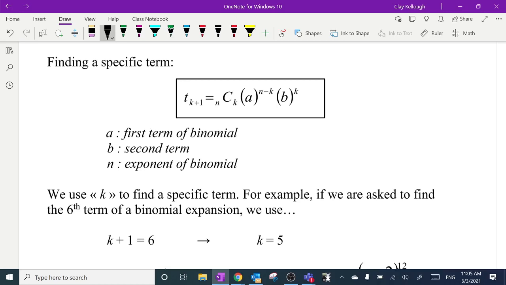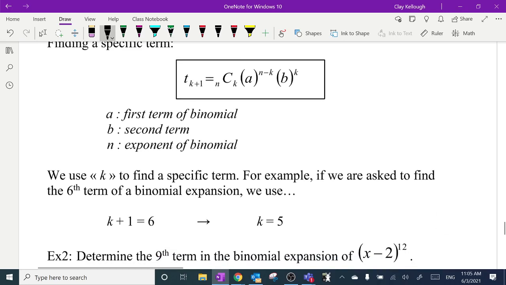This is where a represents the first term of the binomial, b is the second term of the binomial, n is the exponent on the binomial, and we use k to find a specific term. For example, if we are asked to find the sixth term of the binomial, we'd say k plus 1 is 6. That would mean k is 5, right? Because move the 1 to the other side, so k is 5. So let's run through an example. This is easier to show you than it is to explain.